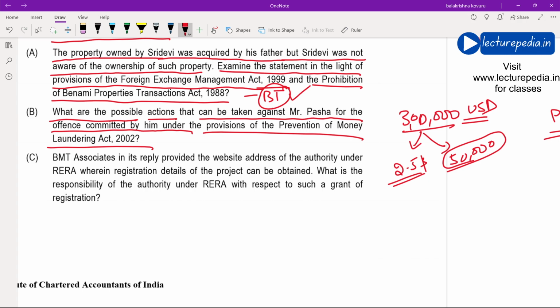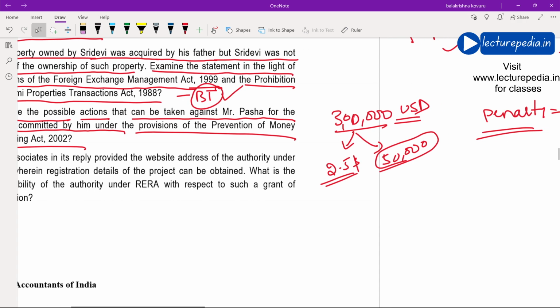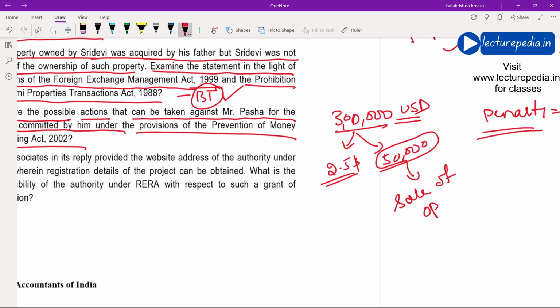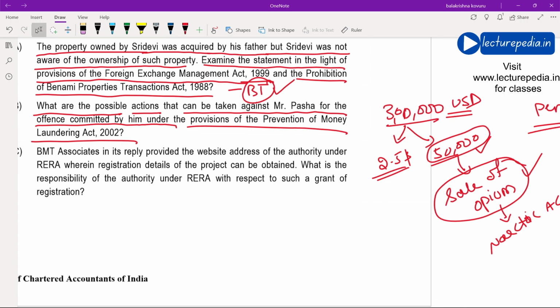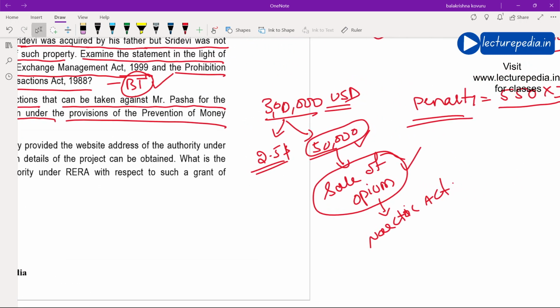was paid by this Mr. Pasha out of earnings made through sale of opium. Okay, opium is a drug. Now he made the payment of $50,000 out of the amount earned through proceeds of crime. It would be covered under Narcotic Drugs Act. Okay, Narcotic Drugs Act. Now what is the punishment under Narcotic Drugs Act? The punishment is minimum of 3 years to maximum of 10 years imprisonment along with the penalty.